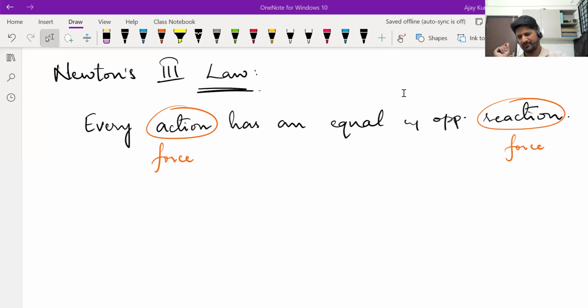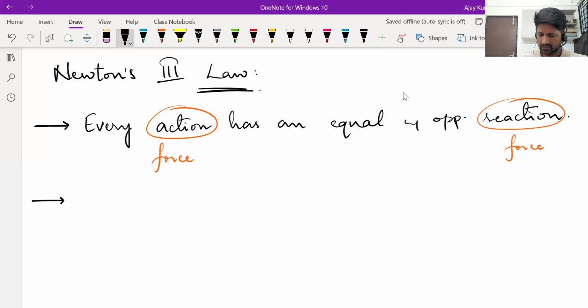See, whenever an object exerts a force on another object, there will definitely be a reaction to that. And remember, there are some important points to note here. We said every action has an equal and opposite reaction. That's true. Magnitude of the reaction will be same as magnitude of the action. Direction will be exactly opposite.